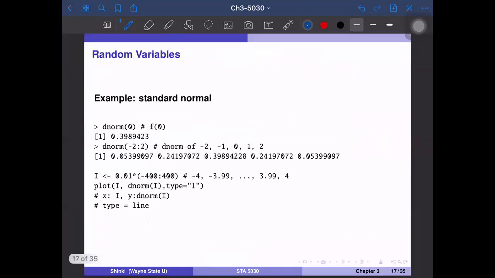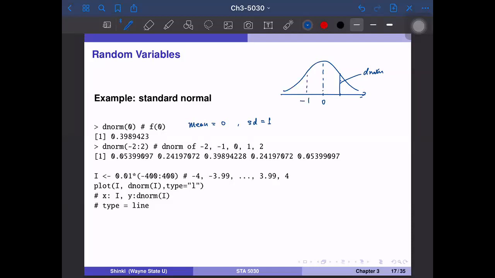Okay, so this is an example of R functions. So remember that we have 4 R functions for any distribution. For normal distribution, we have the bell-shaped curve. So you can see dnorm is the height. So this height is the dnorm function. So dnorm of 0, by default the mean is equal to 0 and the standard deviation is equal to 1. So it is centered at 0 and the standard deviation is 1.